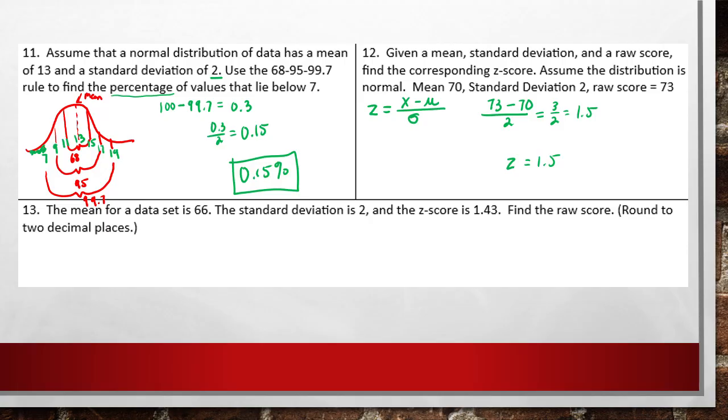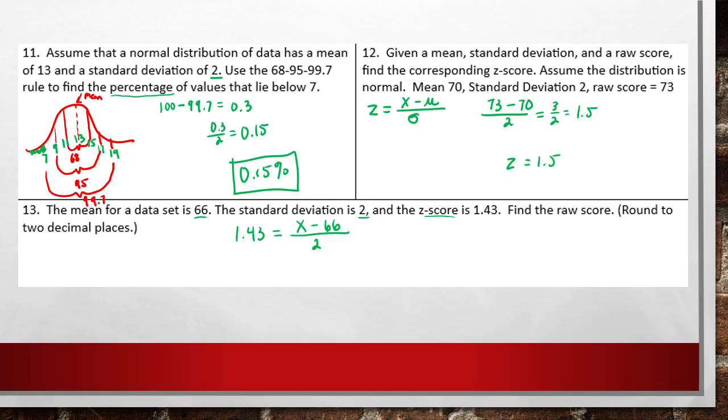Okay, the last one. The mean for a set of data is 66. The standard deviation is 2, and the z-score is 1.43. Find the raw score, round to 2 decimal places. This uses the same exact equation that we just used on number 12. Here you have a mean of 66, standard deviation of 2, and you know what the z-score is. So we're going to put the 1.43 in place of z. It's going to equal, we are missing the raw score, so we're going to leave x in there. Then we're going to subtract our mean, which is 66, and our standard deviation is 2.